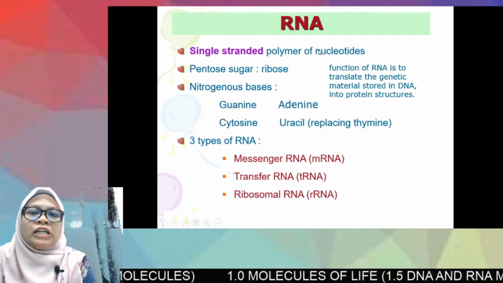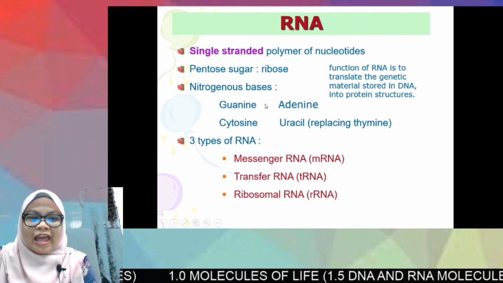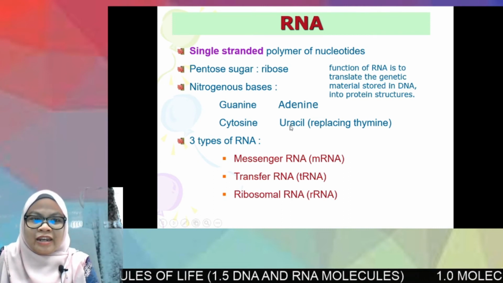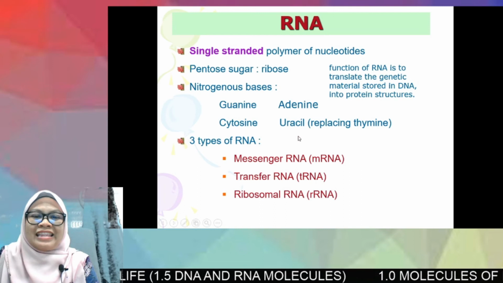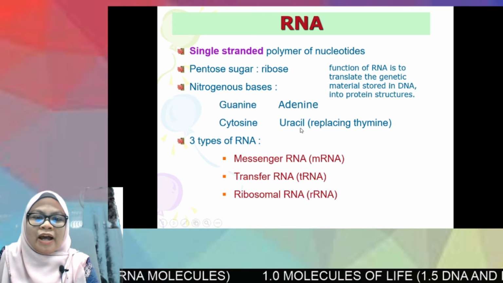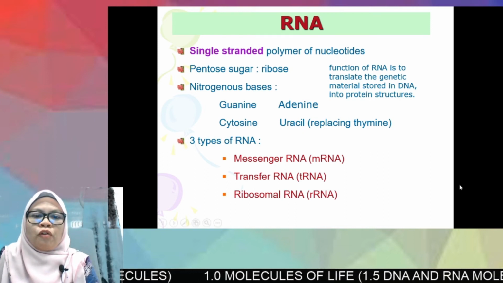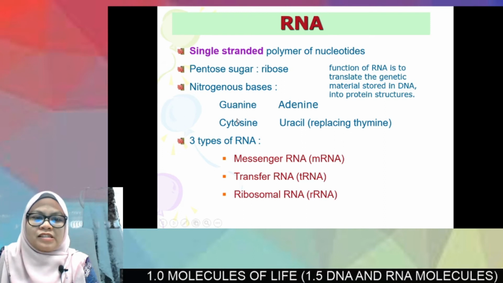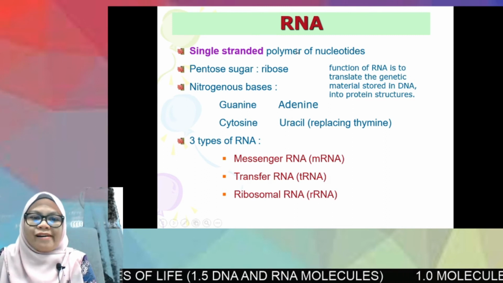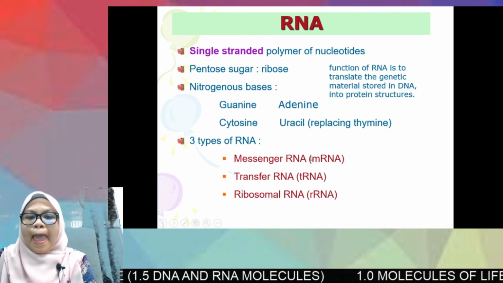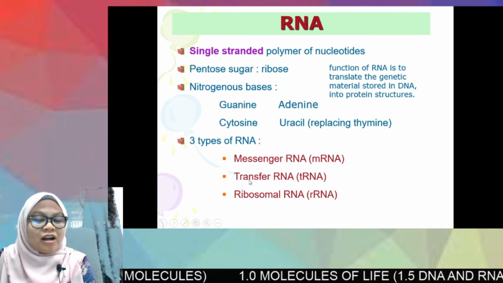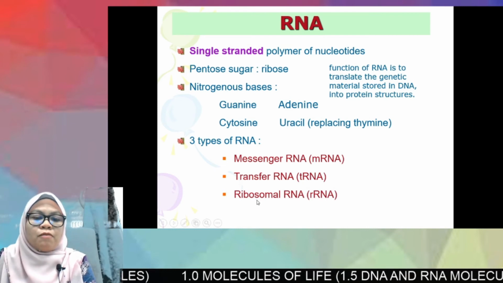The nitrogenous bases found in RNA are guanine, adenine, cytosine, and uracil. So that means in RNA, thymine is not found. In RNA, thymine is replaced by uracil. For the pairing, guanine will pair with cytosine, and adenine will pair with uracil. RNA can be divided into 3 types: mRNA stands for messenger RNA, tRNA stands for transfer RNA, and rRNA is ribosomal RNA.